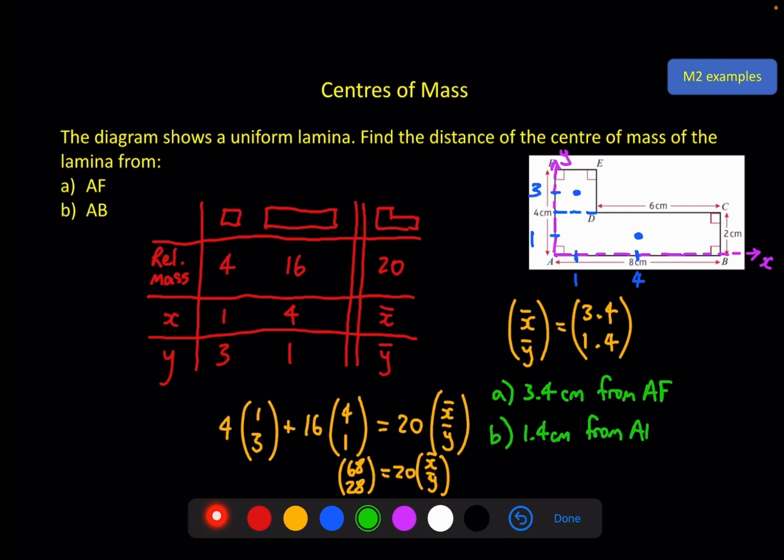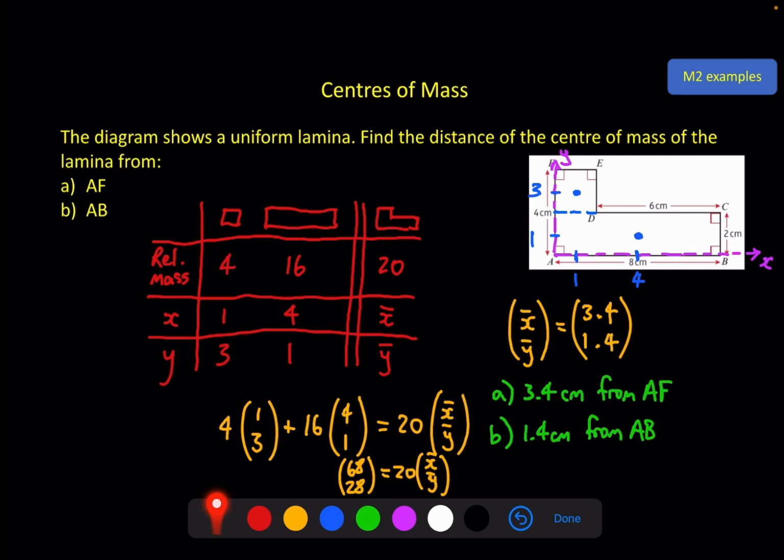from AB. And don't rush that part, because instead of AB, it might have been something like DC, and that would not be 1.4 centimeters, that would be 0.6. So just take a moment and make sure that the question is asking you what you think it's asking you.